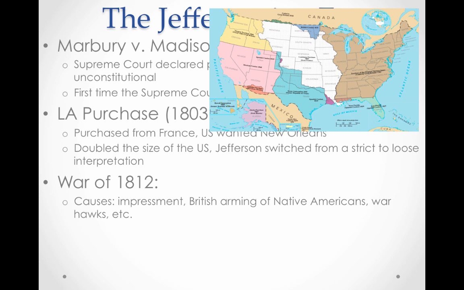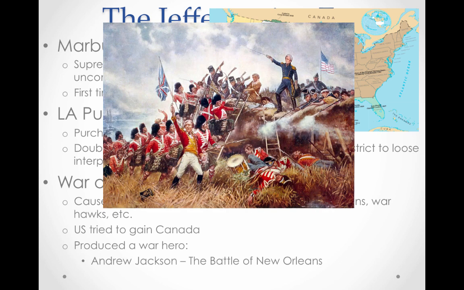The British were also arming Native Americans, which were causing a lot of problems for American settlers along the western frontier. And also we have war hawks. So there were people in the American government who wanted war against Great Britain. Again, the U.S. tried to gain Canada during this conflict, but it produced a hero, a very important war hero that we'll study more about, a guy by the name of Andrew Jackson at the Battle of New Orleans, which technically this battle happened when? After the war ended. They just didn't get the news yet because there was no internet back then.